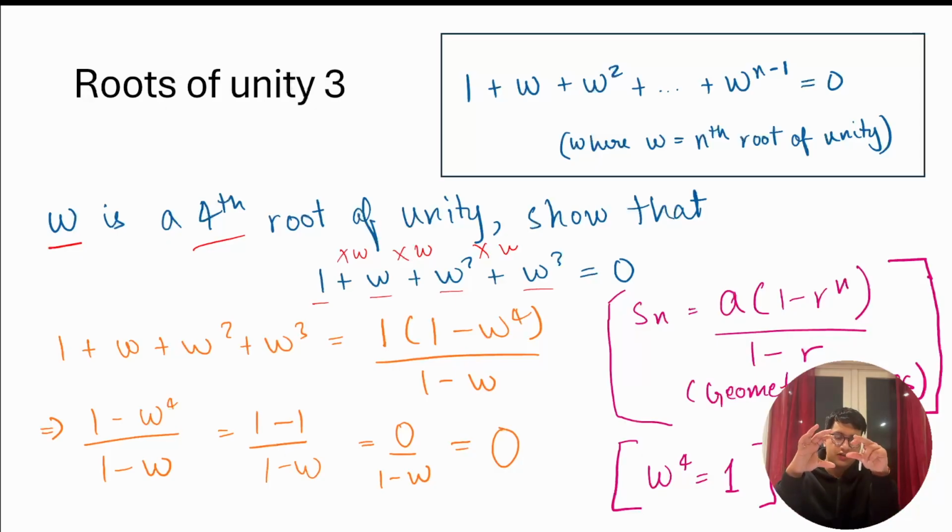And because the roots of unity are cyclical, because there's only 360 degrees, they form a square on the Argand diagram. So if you go past 3, if you say w to the power of 4, you will just end up straight back at the first root of unity, which is 1 in this case. So w to the power of 4 is nothing but 1. So the numerator ends up being 1 minus 1 over 1 minus w, which is 0 in the numerator, which ends up being 0. Hence proven.